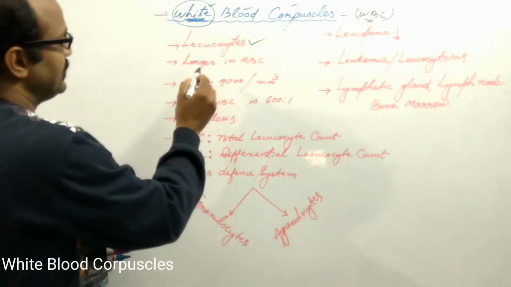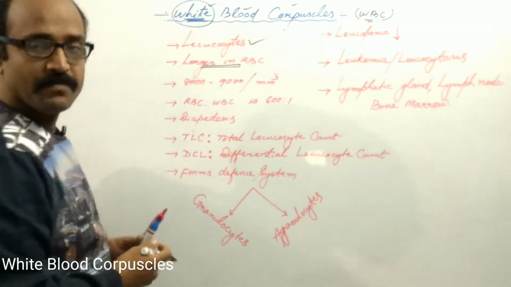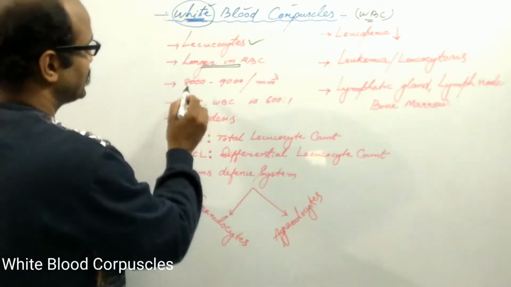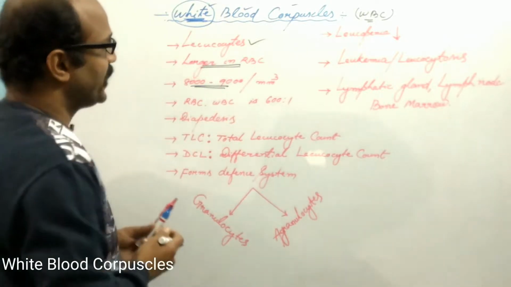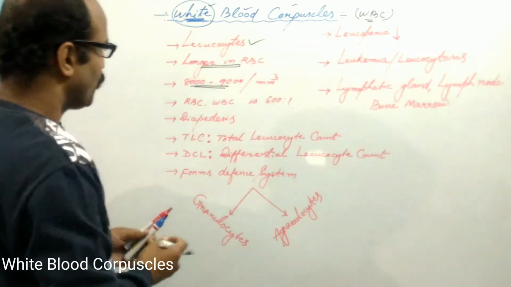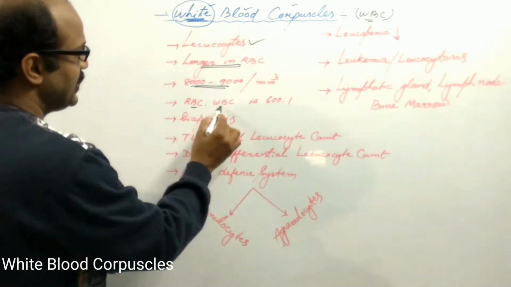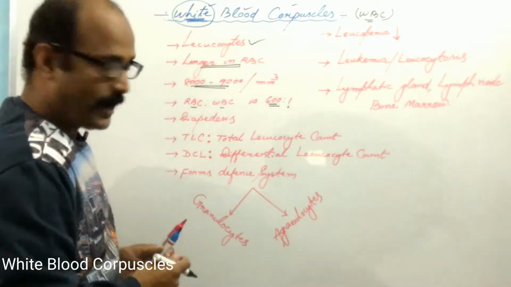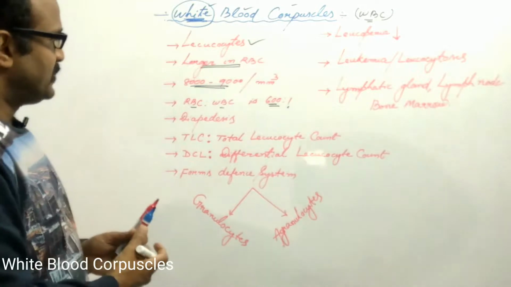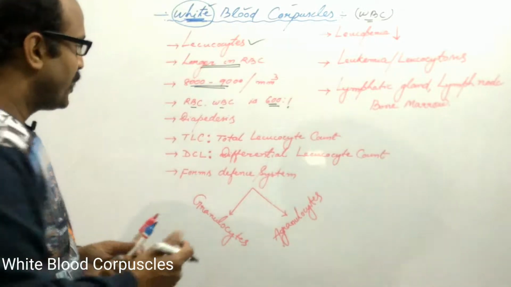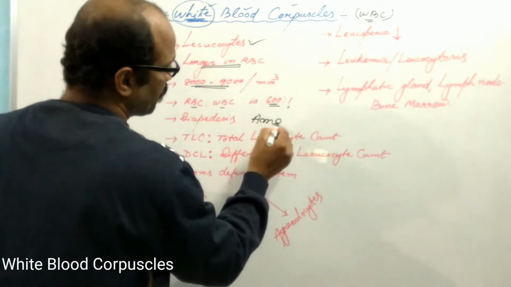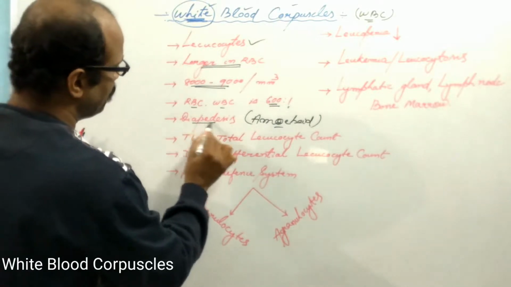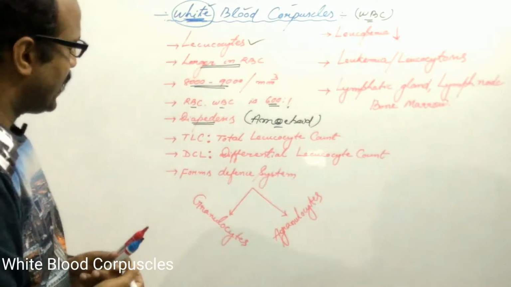And such leukocytes are larger than RBC, and 1 cubic millimeter of blood contains 8,000 to 9,000 leukocytes. The ratio of RBC and WBC is 600:1. Such WBC or the leukocytes have the amoeboid movement. Such amoeboid movement of WBC is known as diapedesis.